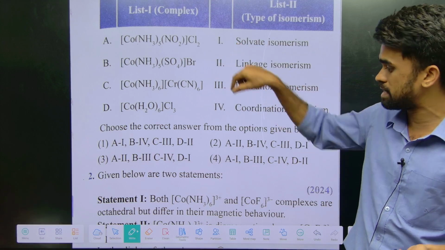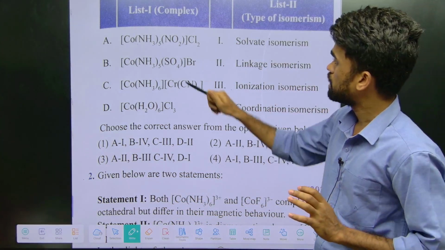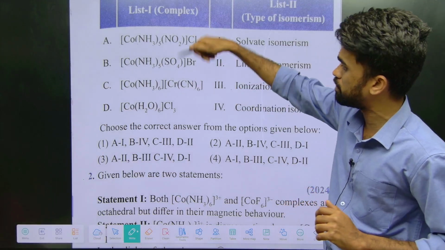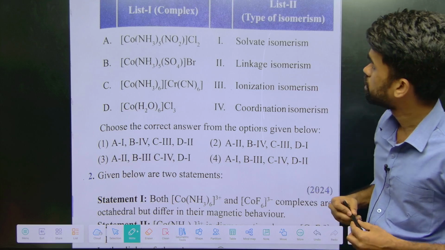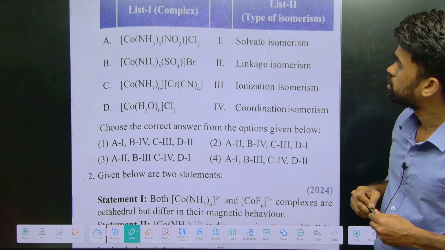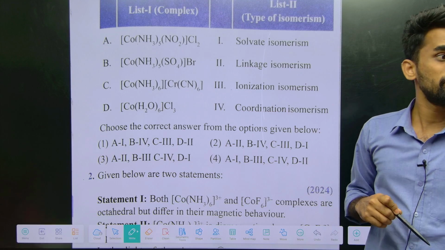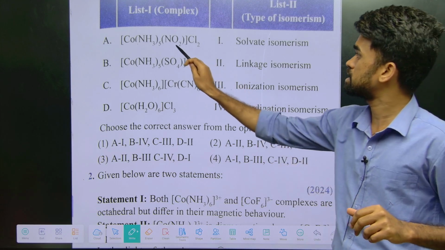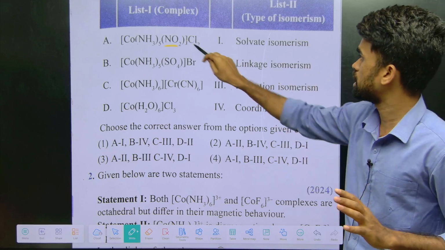First of all, let's start our discussion with the morning isomerism question. Tell me, what type of isomerism is exhibited by these compounds? First one, A2: linkage isomerism is possible when we have an ambidentate ligand. So what is this ambidentate? Here we have nitro, so it can be ambidentate, so it can show linkage.